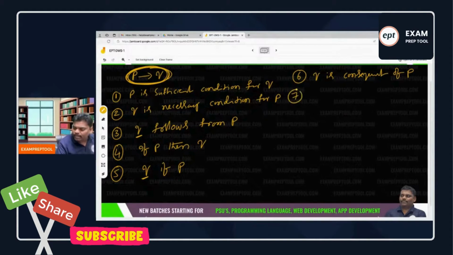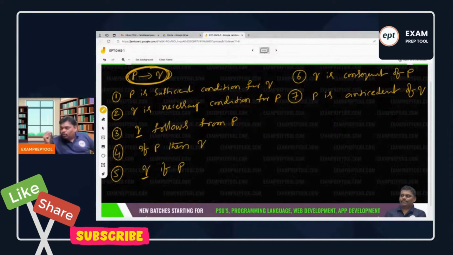So another way of writing it is: P is the antecedent. One thing you remember, another one you will get. P is the antecedent of Q. Remember Q is the consequent. What is the meaning? Q is the result of P. One is a consequent, the other is the antecedent. P is the antecedent of Q. Be careful. Go to the eighth one.